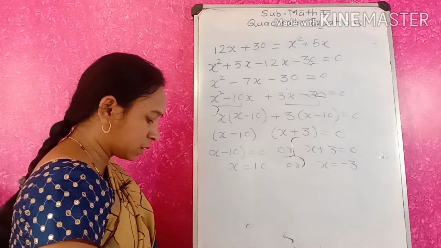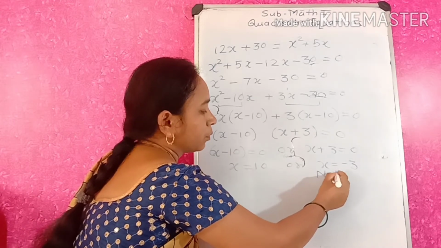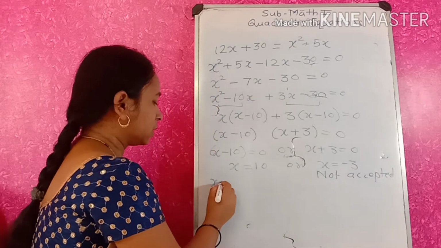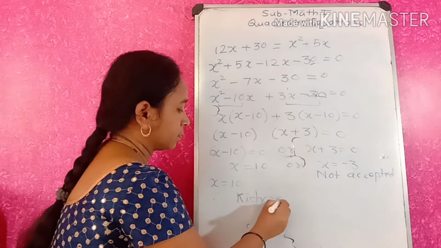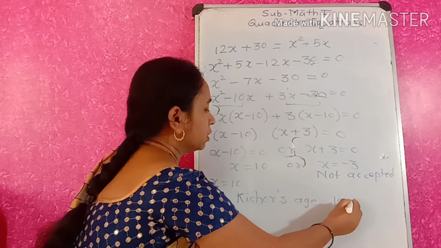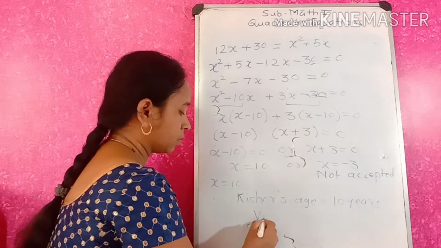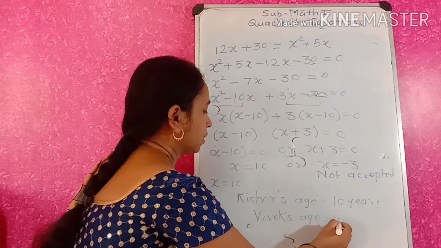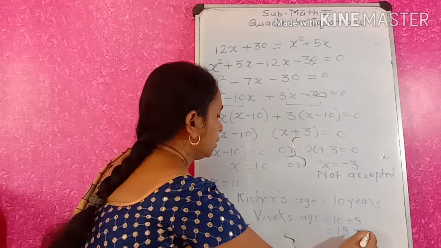What is x? We have considered it as Kishore's age. Age cannot be negative, so it is not accepted. So x is equal to 10. Therefore Kishore's age is 10 years and Vivek's age is 10 plus 5, 15 years.